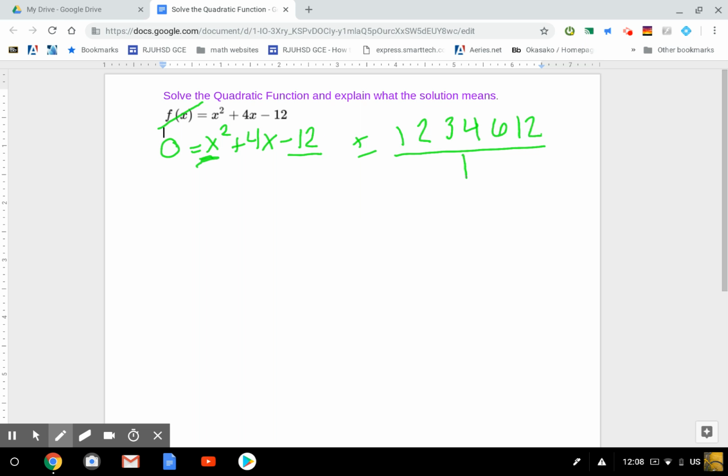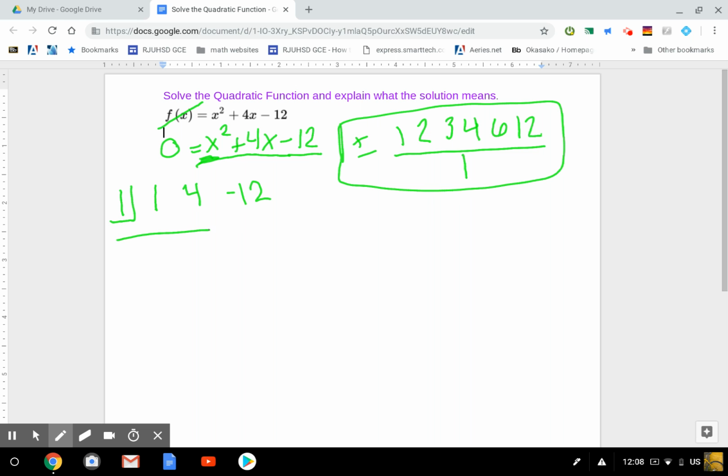So now you're going to begin your synthetic division. The first thing you're going to want to do is take one of your possible rational roots, so one of these, and put it in a little box in the corner. So we'll start off with 1, put it in a box, and then you're going to take the numbers from this function. You're going to have 1. You don't have any of the x's though, so you have 1, you have 4, and you have negative 12. And draw your line, and then you can begin your synthetic division.